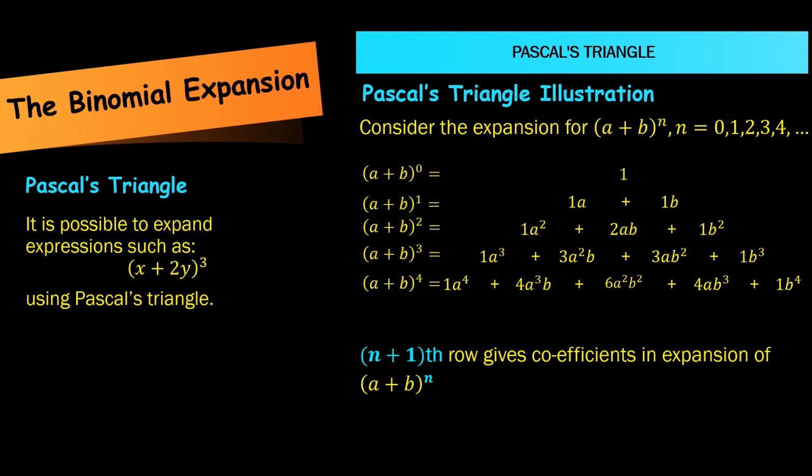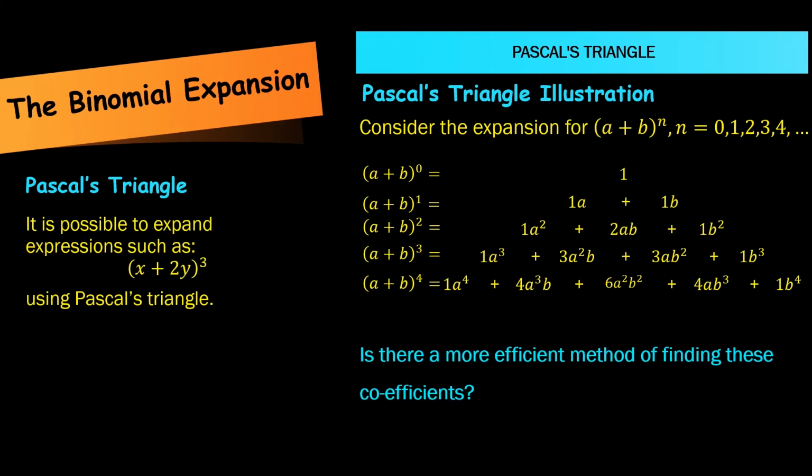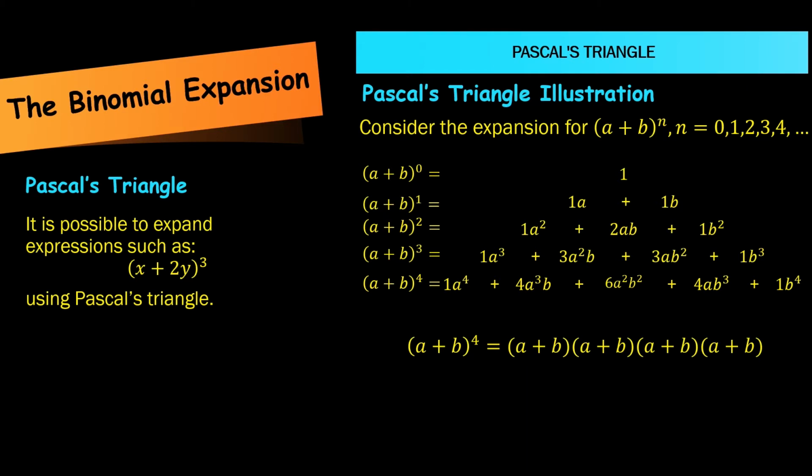The n plus 1th row gives coefficients in the expansion of a plus b all raised to the power n. This does beg the question, is there a more efficient method of finding these coefficients? Because at the moment, each row seems to depend on the previous one. Let's see if we can find a way of finding these coefficients directly without relying on the previous rows of Pascal's triangle. We're going to try expanding a plus b to the power 4 and see if we can spot any patterns.